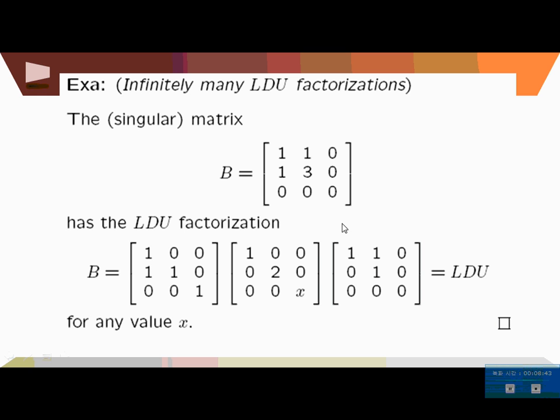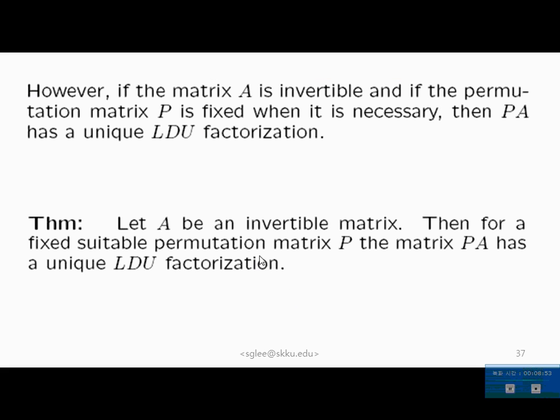So, we can recognize that there are many LDU factorizations for one given matrix, as you see in this example. But if a matrix is invertible and if the permutation matrix P is fixed when it is necessary, then PA has a unique LDU factorization. If you give an order, then we can have a unique factorization, which gives the theorem like this.